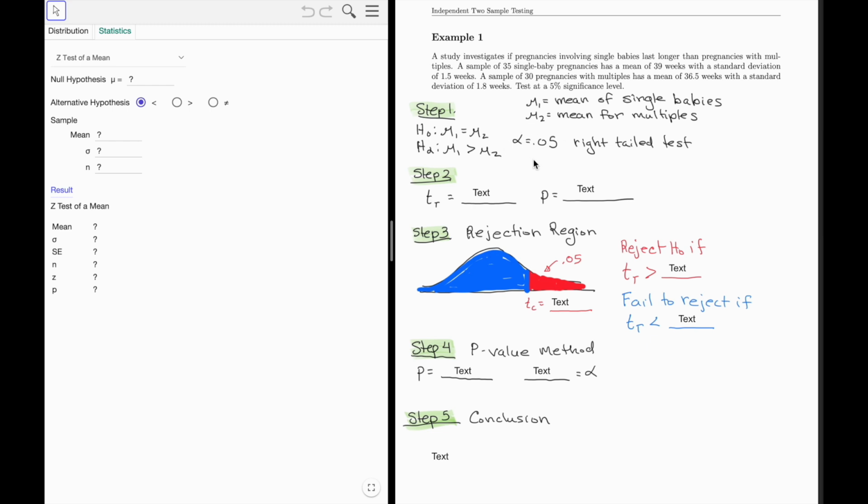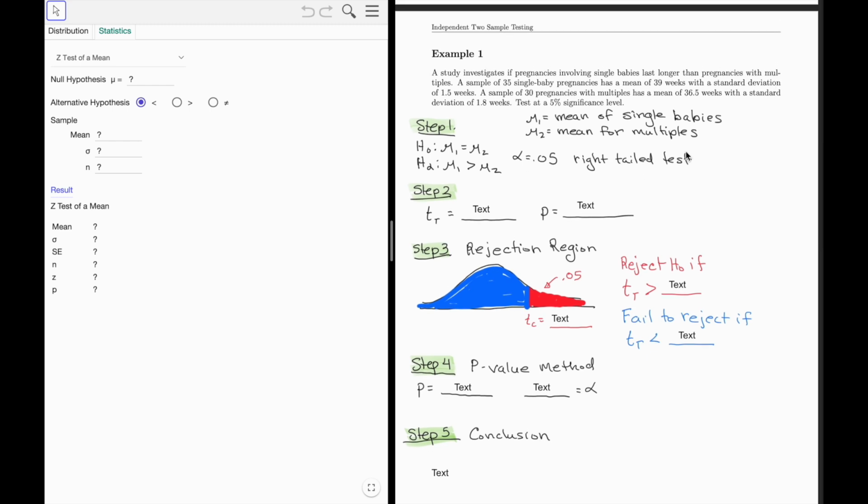We have our alpha level that we identify from the information in the problem, that is 0.05. And because we're doing a greater than test, this is going to be right-tailed. Now, we're going to be using a t-test for two populations because we are not given the population standard deviation. We do have sample sizes big enough to be able to do that. We have 35 for the first sample and then 30 for the second sample.